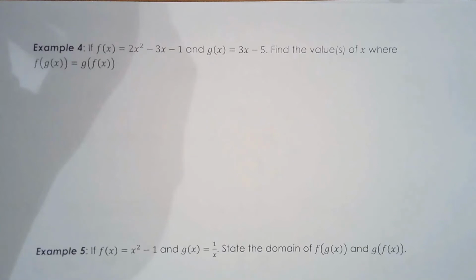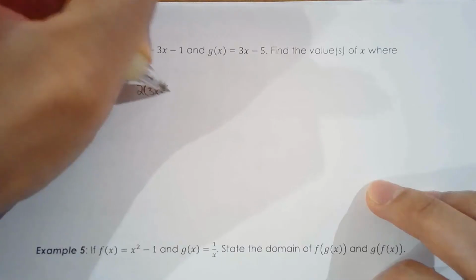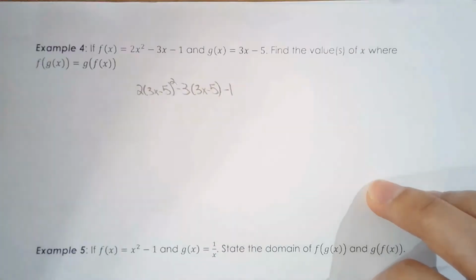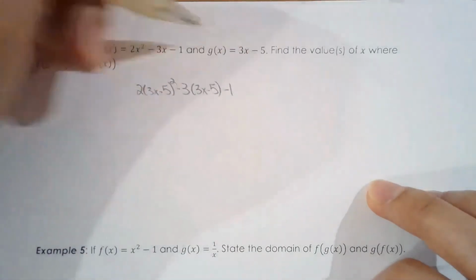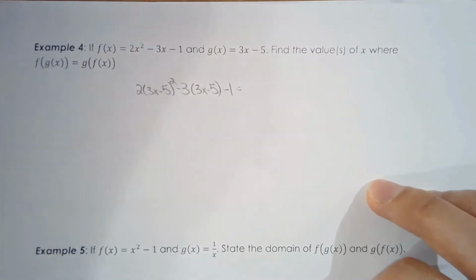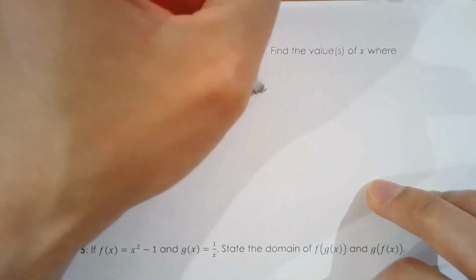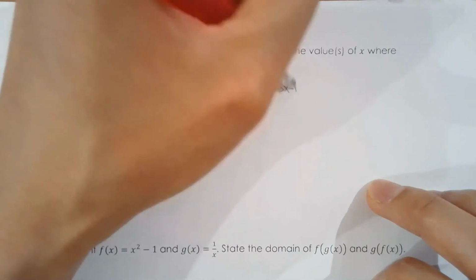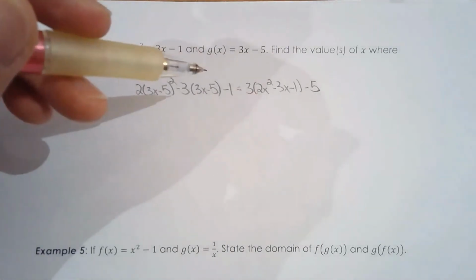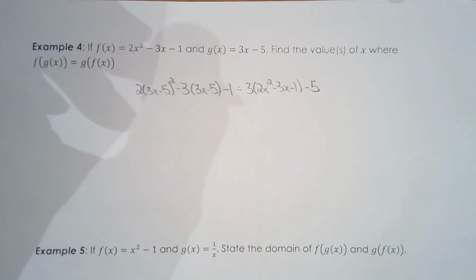So f of g, that's f of g, right? Every time I see x, I replace it with 3x minus 5. g of f would be 3. Okay. And there really is no shortcut here. Expand, expand, expand, simplify, and then set equal to 0, and cross your fingers and hope the quadratic is factorable. If it's not factorable, use the quadratic formula.